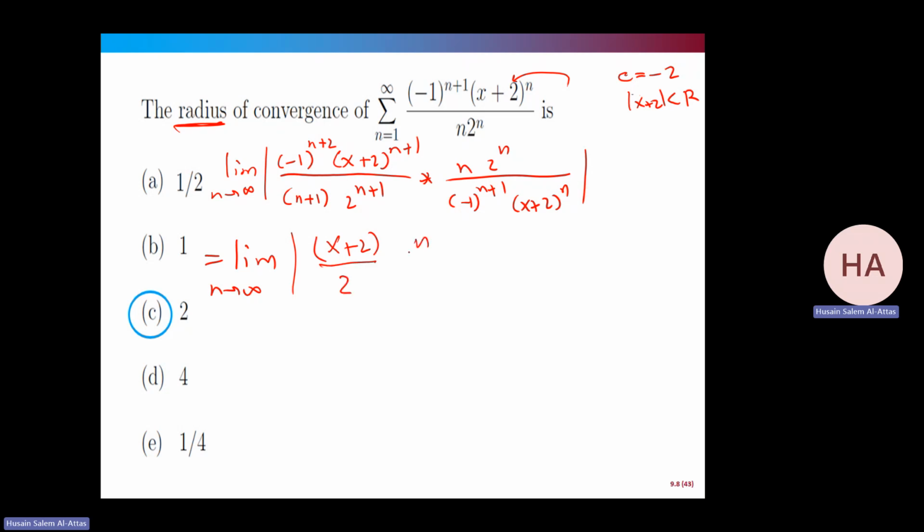Okay, and I have n over n plus 1. This is 1, so I have (x plus 2) over 2, which is less than 1. So I have x plus 2 is less than 2. Now, what is r? R is 2. That will be my answer.